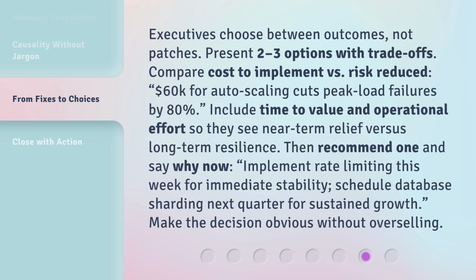Implement rate limiting this week for immediate stability. Schedule database sharding next quarter for sustained growth. Make the decision obvious without overselling.